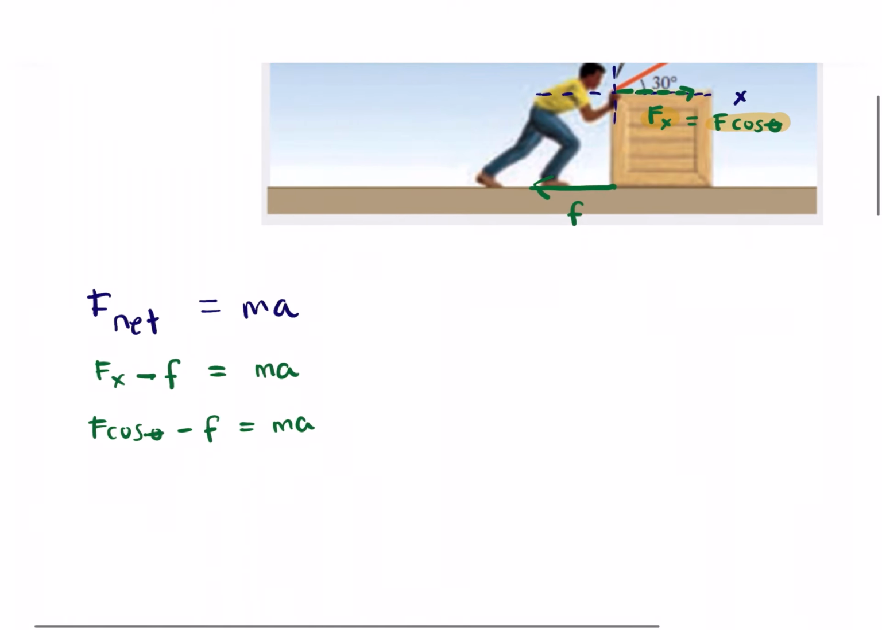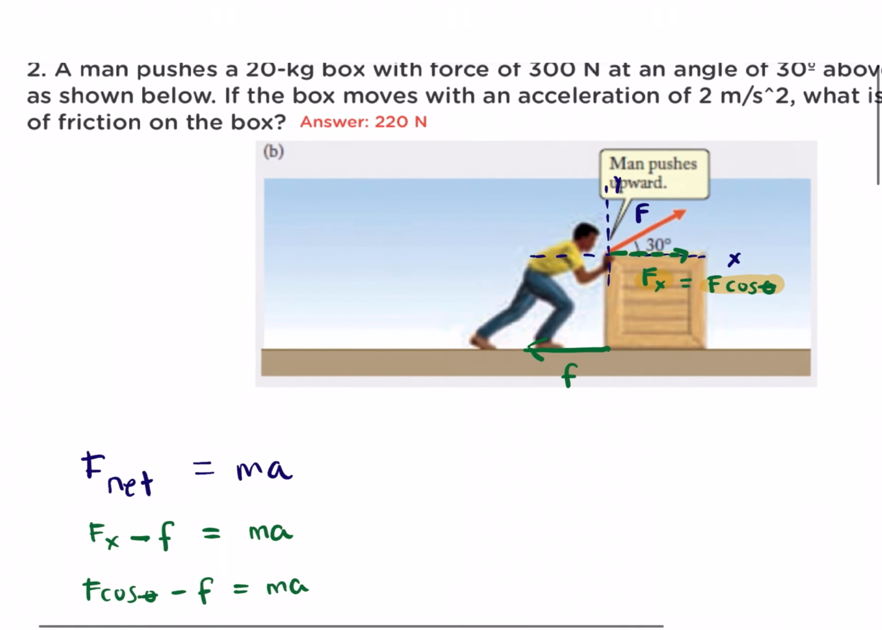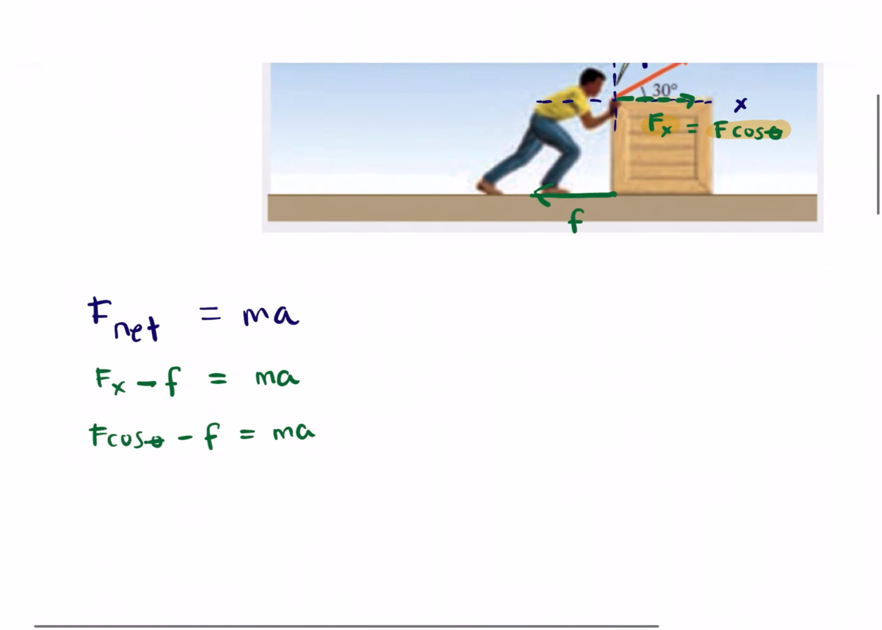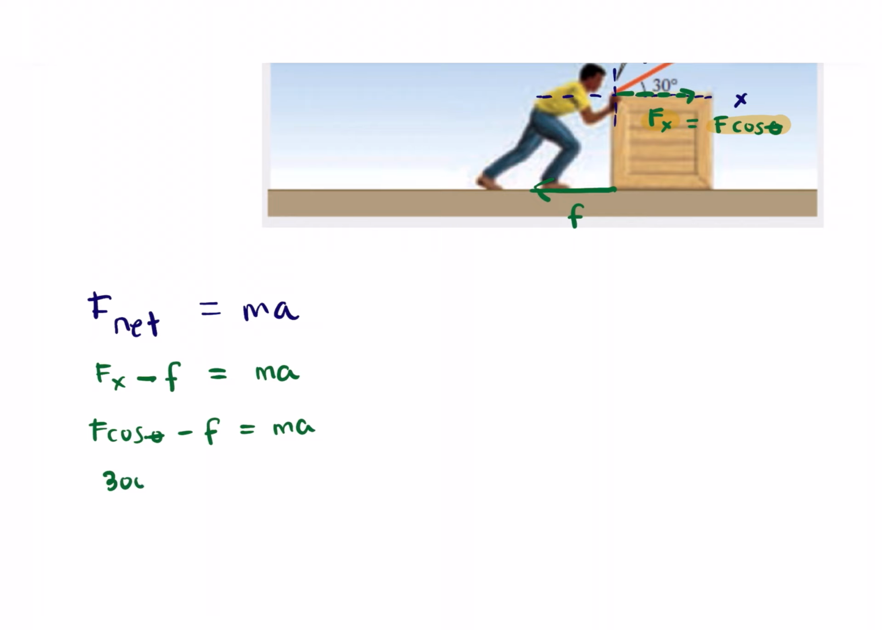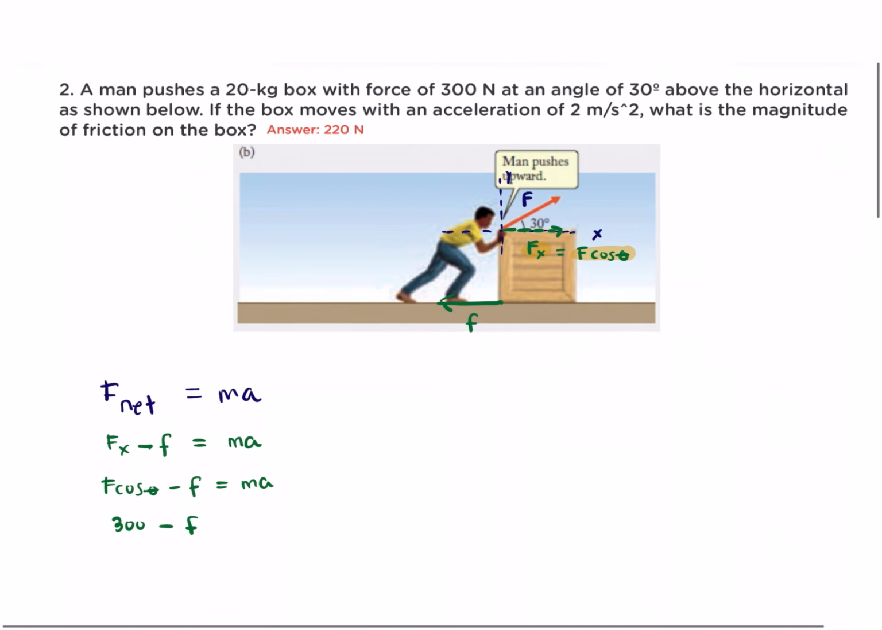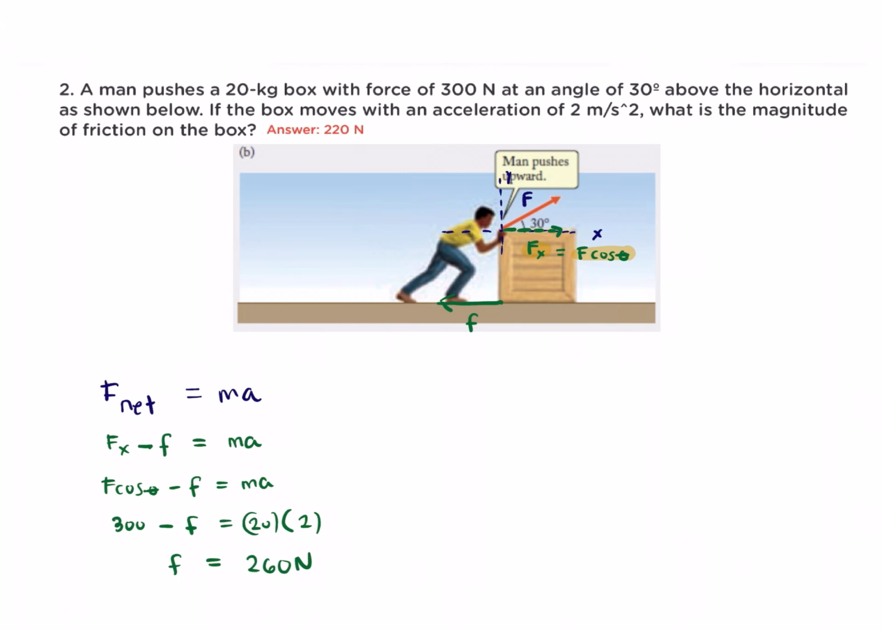Now we substitute the values. The force exerted by the man is 300 newtons. So we'll have 300 newtons minus friction, which is what we need to solve for in this problem, is equal to ma, or the mass of the box, which is 20 kilograms, multiplied by the acceleration of the box, which is 2 meters per second squared. If we plug these values in the calculator, we will have friction equal to 260 newtons. Hence, we have solved the problem.